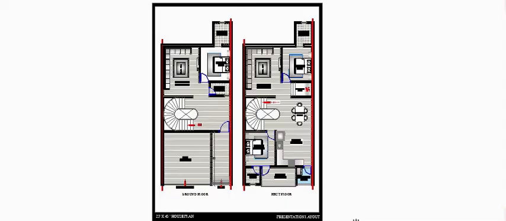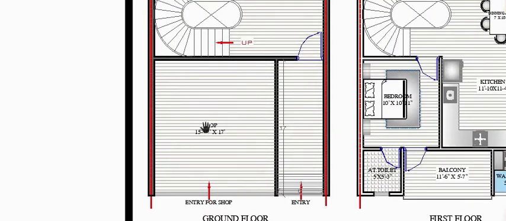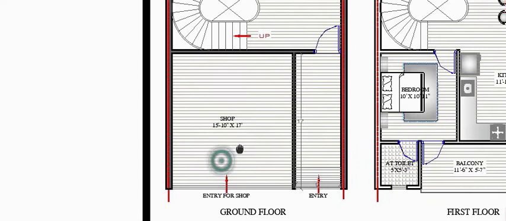So let's come to the point with the ground floor plan. Okay, this is the ground floor plan. First thing, I added something: this is a house plan located in the eastern side of India. Here is the entry for the shop, and here is the entry for the residential area.